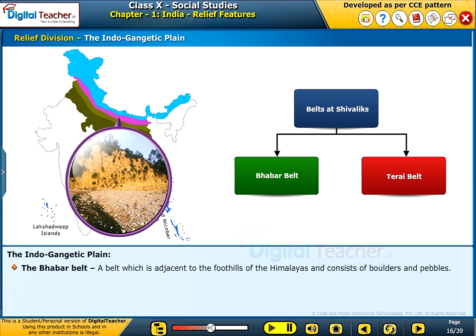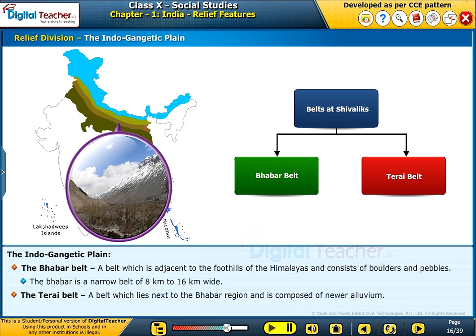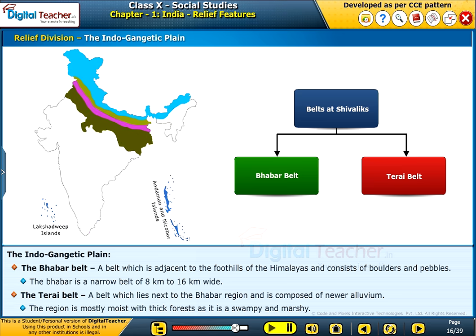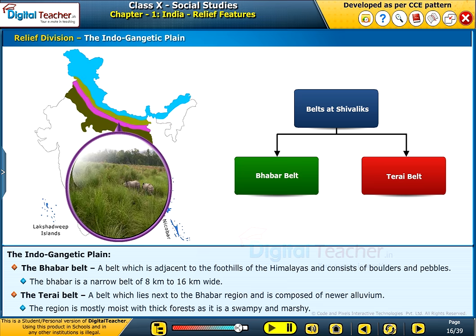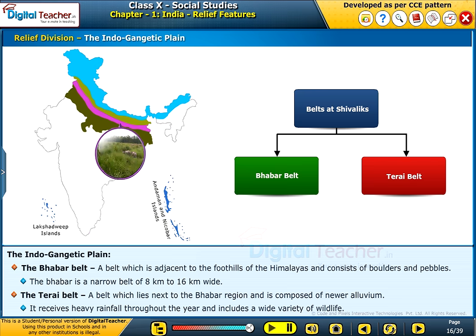The Bhabhar Belt is a belt which is adjacent to the foothills of the Himalayas and consists of boulders and pebbles. The Bhabhar is a narrow belt of 8 km to 16 km wide. The Terai Belt is a belt which lies next to the Bhabhar region and is composed of newer alluvium. The region is mostly moist with thick forest as it is swampy and marshy. It receives heavy rainfall throughout the year and includes a wide variety of wildlife.